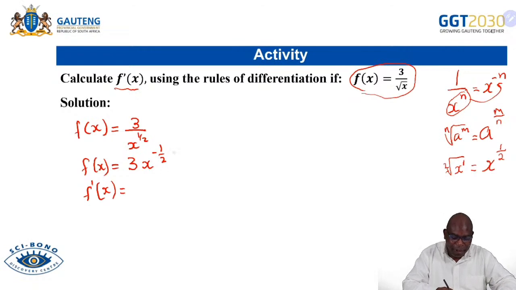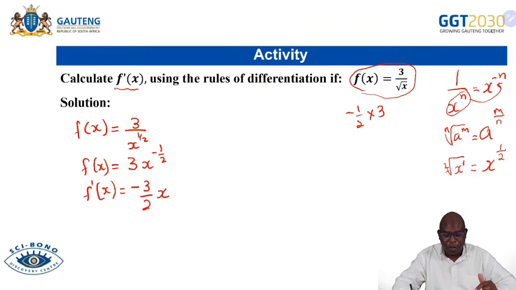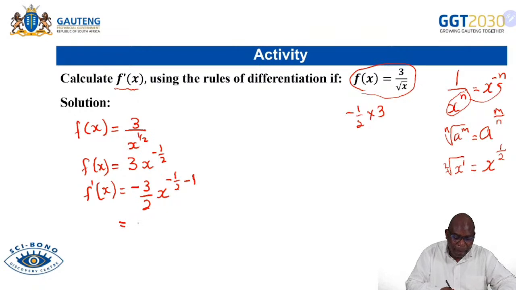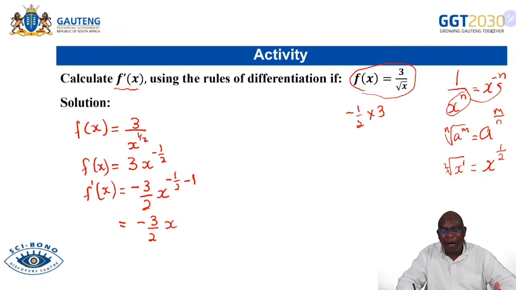Okay, so it will be minus half multiplied by 3. If I take a minus half and I multiply it by a 3, the answer there is going to be minus 3 over 2. I have an x. So what do I do with that x? The exponent is minus a half. So I'm going to say minus a half minus 1. Every time I subtract 1 on top there, so I'm going to have minus 3 over 2 x to the power of a negative half minus a 1.